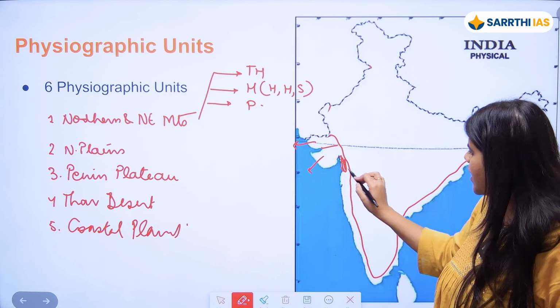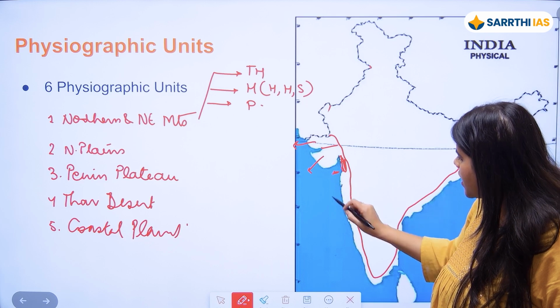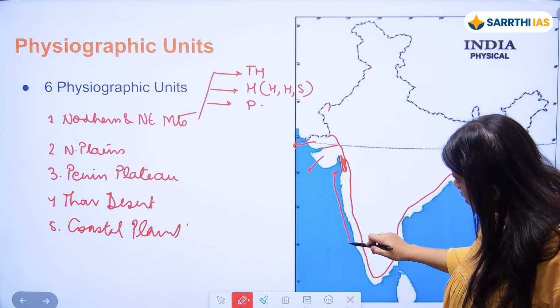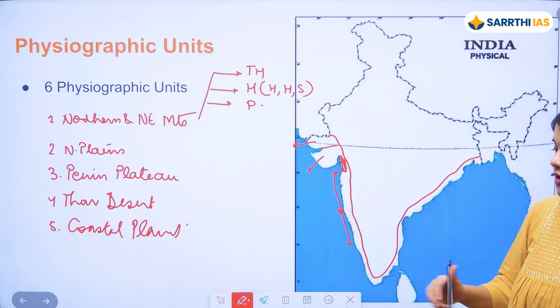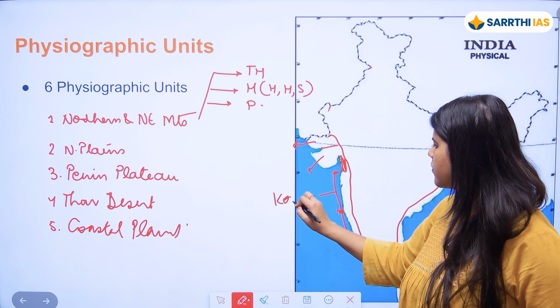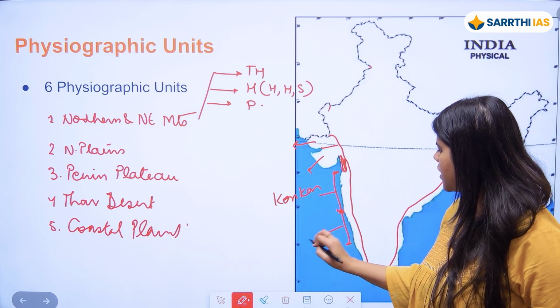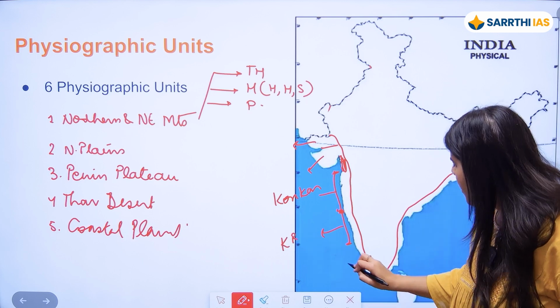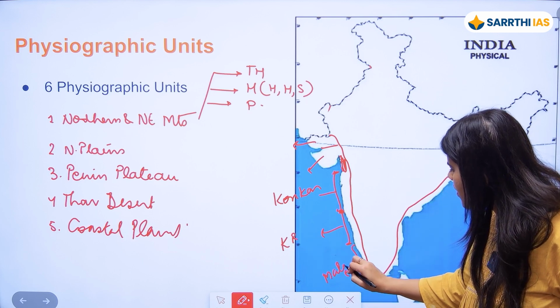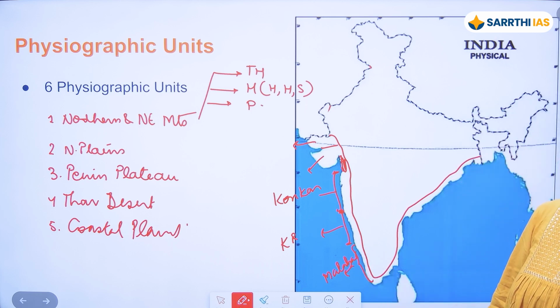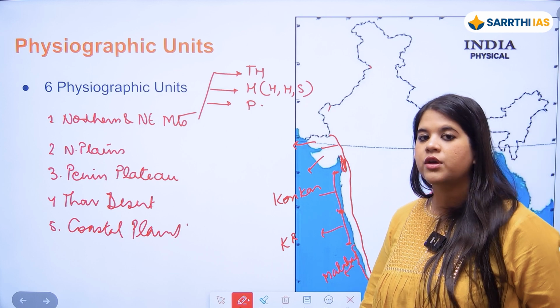plains. Then we have, starting from Maharashtra to the end of Goa, the Konkan plain. Then we have the Karnataka plain, and here we have the Malabar plains, or the Malabar coastal plains. Fine. The Konkan and Karnataka plain are a shoreline of submergence.